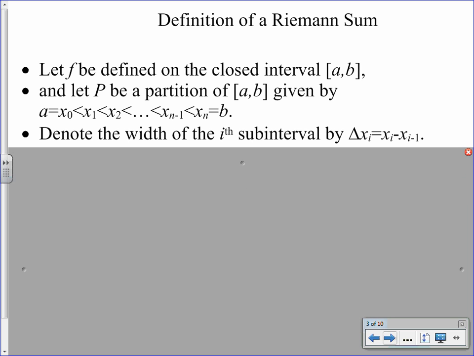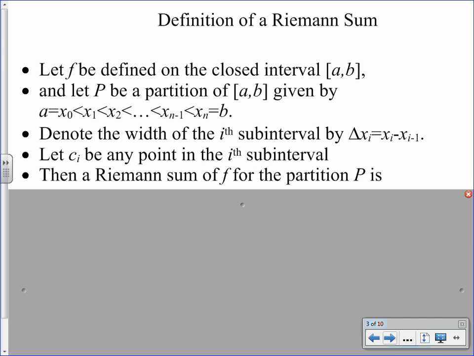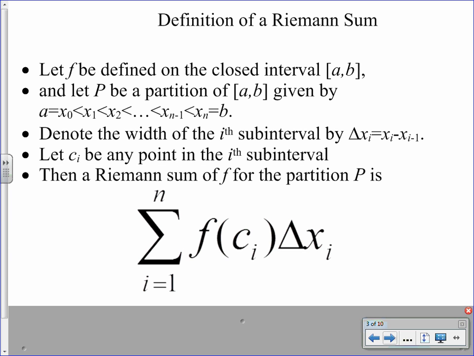The width of our partitions, if you will, will be how far apart these values are. We're going to call it delta x. And then c is going to be in this subinterval. This is something we've already looked at. The Riemann sum then for that partition, from 1 to n, of the height times the width.